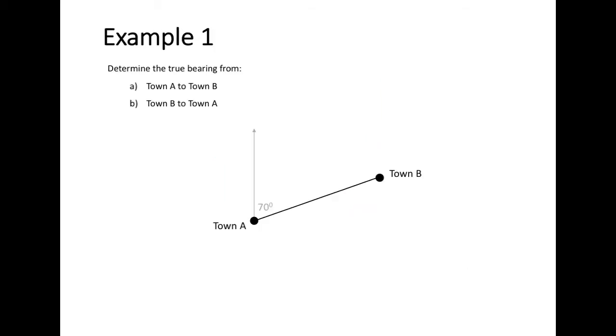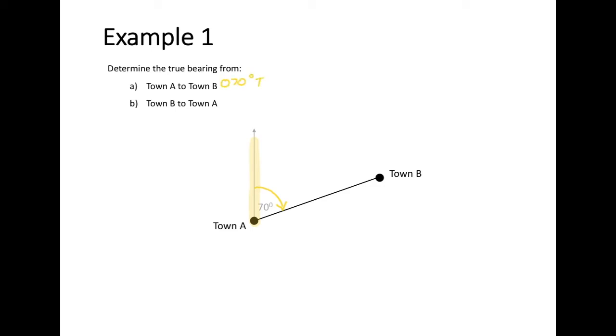So in the first example, we want to determine the true bearings from town A to town B, and then from town B back to town A. So looking at part A, when we're going from town A to town B, and when we measure our true bearings, we start off with the north line. So starting off with our line pointing to the north, and then we're measuring the size of the angle between the north line and then our direction of travel. And we're doing it in a clockwise direction, and we know that angle is going to be 70 degrees. So from town A to town B, the true bearing in the direction of travel is going to be 070 degrees true north.